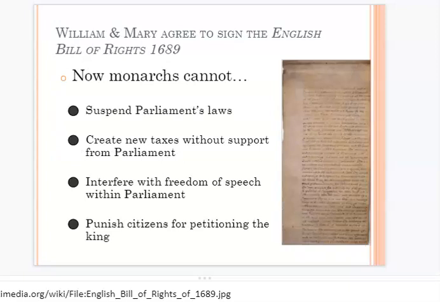So William and Mary, the English Bill of Rights, it formalizes that you can't suspend Parliament's laws, Parliament must govern with you, you cannot interfere with freedom of speech, you cannot punish citizens for petitioning the king, and we're going to go more into detail looking at how these look. I don't think you're going to be shocked if you put petition of right, habeas corpus, and English Bill of Rights together. It's going to look very similar to some of the rights we have in our country today.